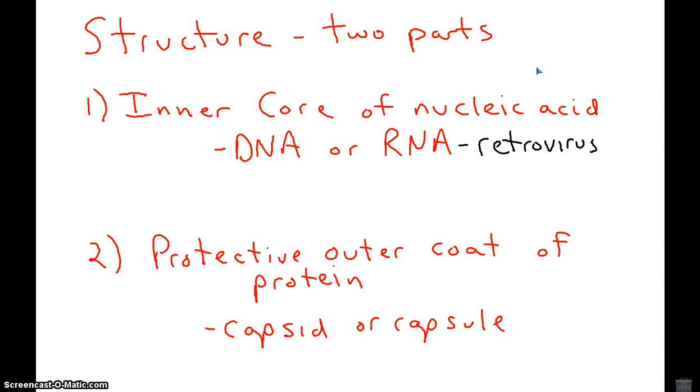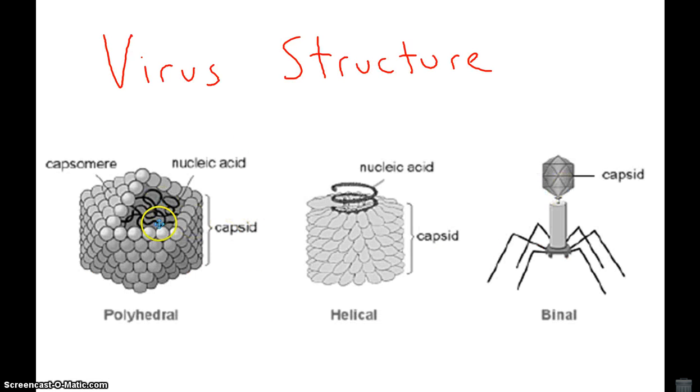So the structure of a virus comes in two parts. So there's an inner core that's made of nucleic acid, and as we said before, this is either DNA or RNA. The RNA, many of those will be what we call retroviruses, which we'll talk about in a later edition. And then second, they all have a protective outer coat of protein called the capsid or the capsule. So if you look at this diagram here, here's three examples of that protein capsid or capsule on the outside with the nucleic acid in the middle.